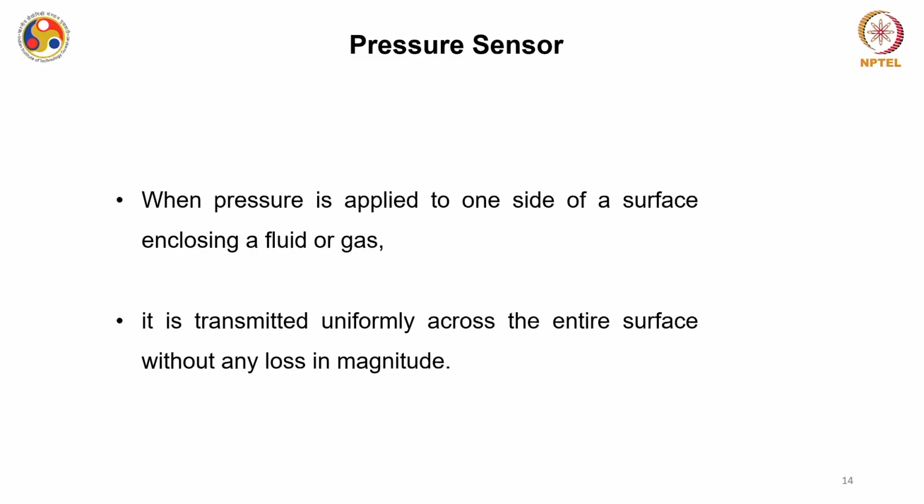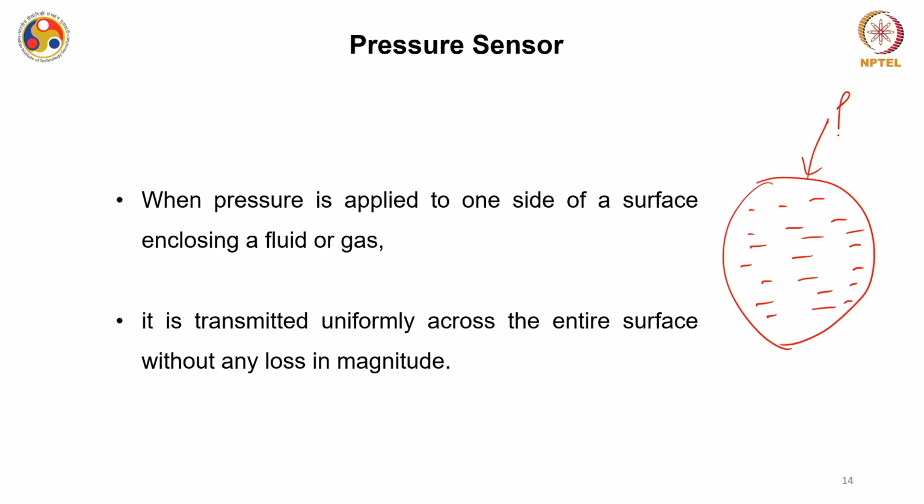Okay. So when pressure is applied to one side of a surface enclosing a fluid or gas, it is transmitted uniformly across the entire surface without loss in the magnitude. Take the same example: I have this balloon where this fluid, maybe a liquid or consider it as a gas, I am calling it a fluid. I have confined this liquid inside this balloon. What I am doing is allowing this liquid to exert pressure on the side wall of this balloon.